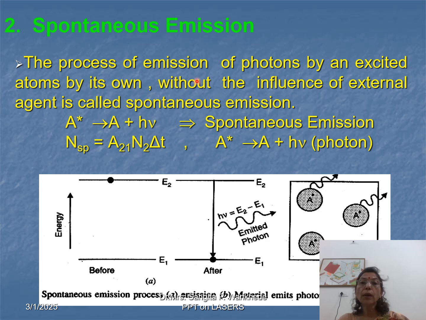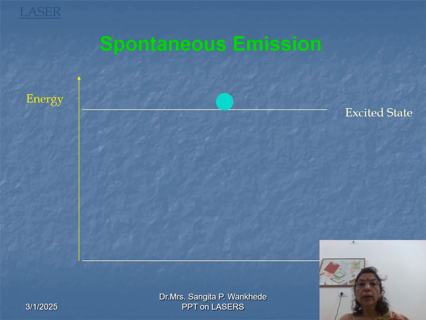The process of emission of photons by an excited atom on its own, without the influence of an external agent, is called spontaneous emission. This reaction is given by A star = A + h mu, and the number of spontaneous transitions is given by A21 N2 delta T. Then the third process is stimulated emission.